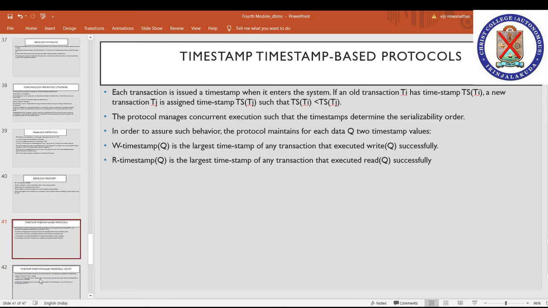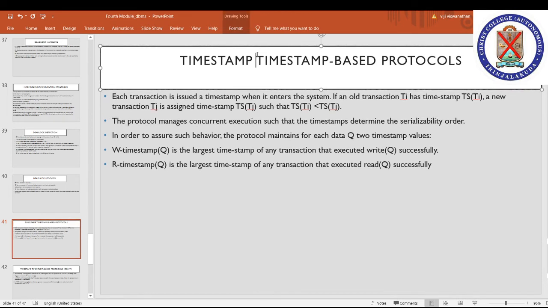And now we discuss another concurrency control mechanism, which is timestamp-based protocols.